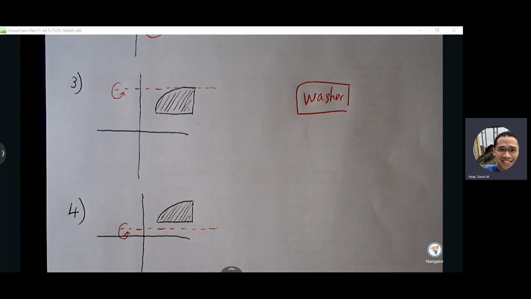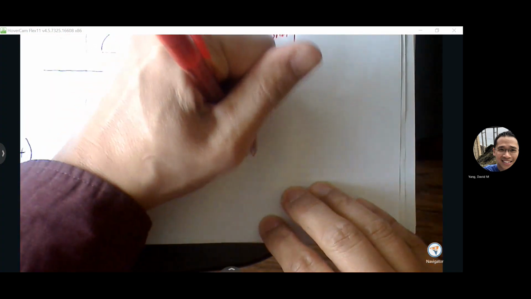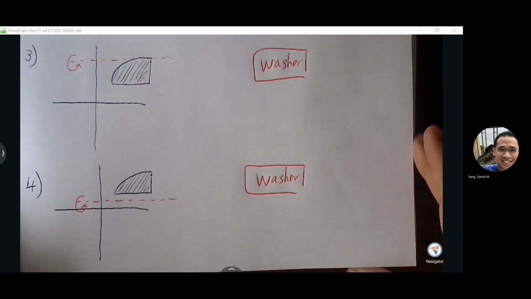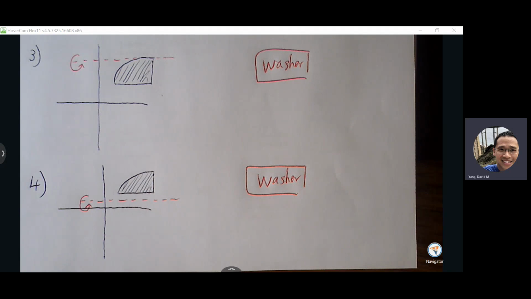All right, number four, disc or washer? Washer, it's not even touching, right? So there's an obvious gap here. Washer. It's important for us to know what category we're dealing with before we even begin the problem, because if you miscategorize, then you're going down the wrong track. It's hard to gain a lot of points if you think it's washer, but it's actually disc.